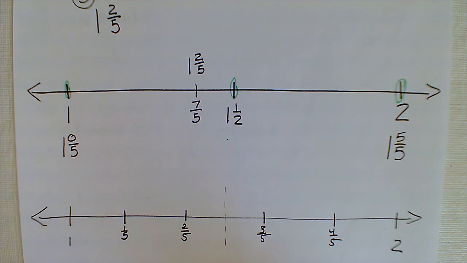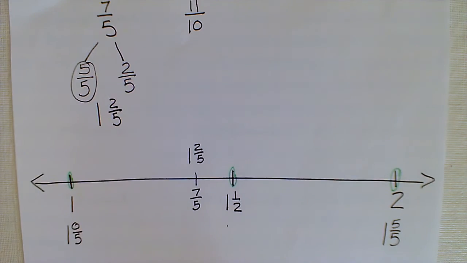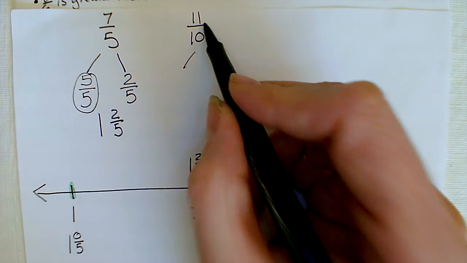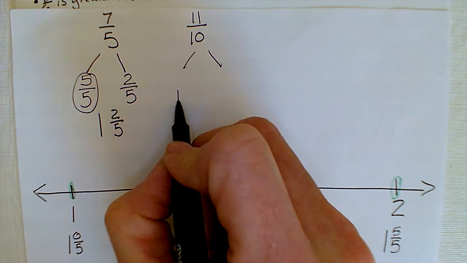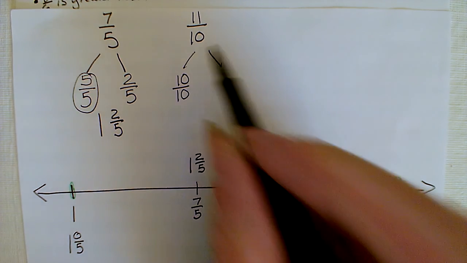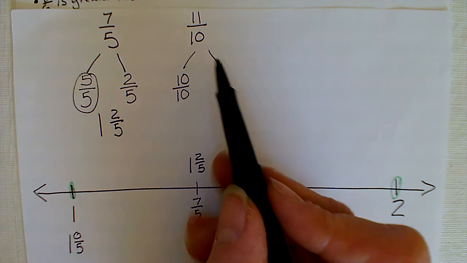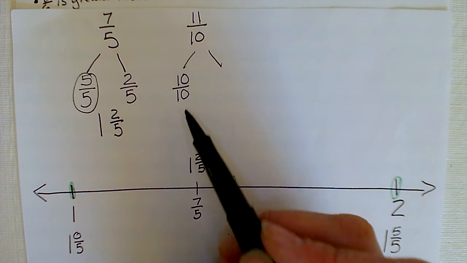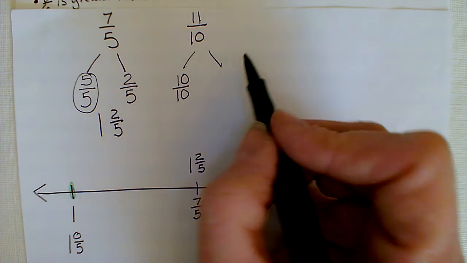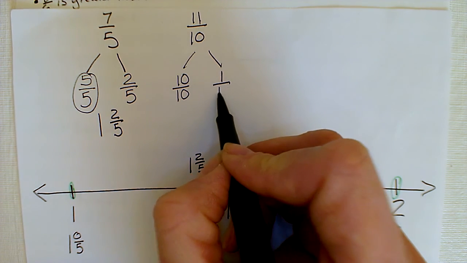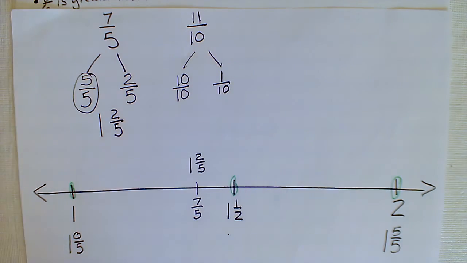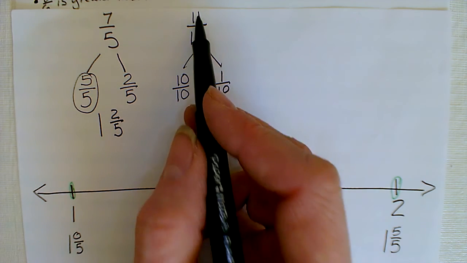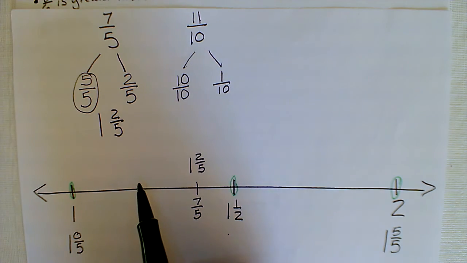So now let's figure out where we are going to put our 11/10. Again, I want to pull a whole out of that. To make a whole, I know that 10/10 is 1 whole. So now I need to know, what do I have left? I have 11 of these sized pieces. I took out 10 of them. That leaves me 1 of those sized pieces, and the size is tenths. 10 plus 1 is 11. 11 minus 10 is 1.